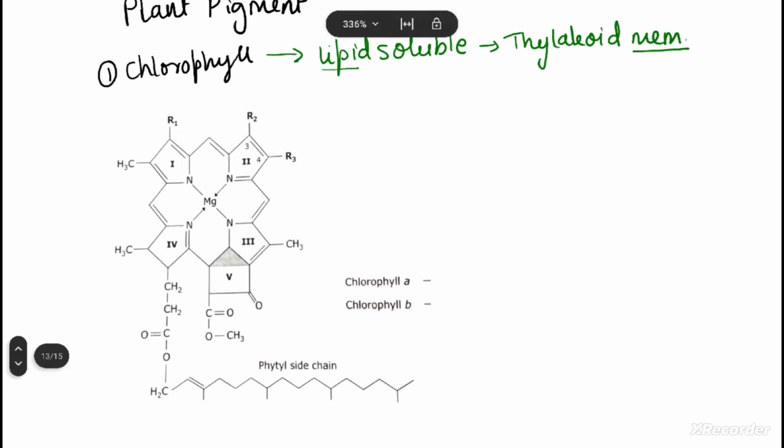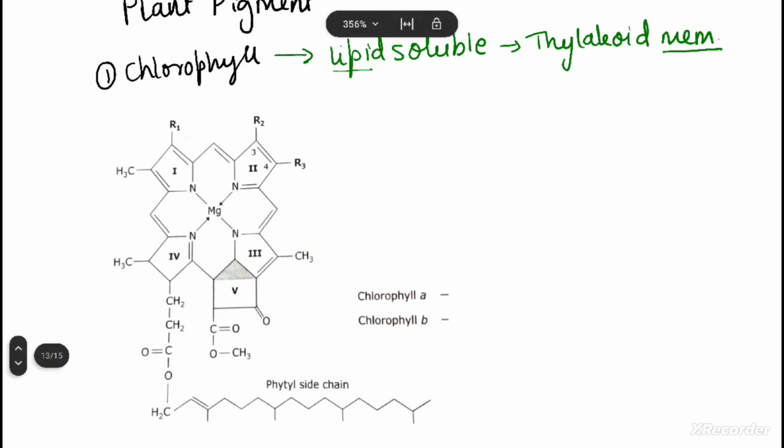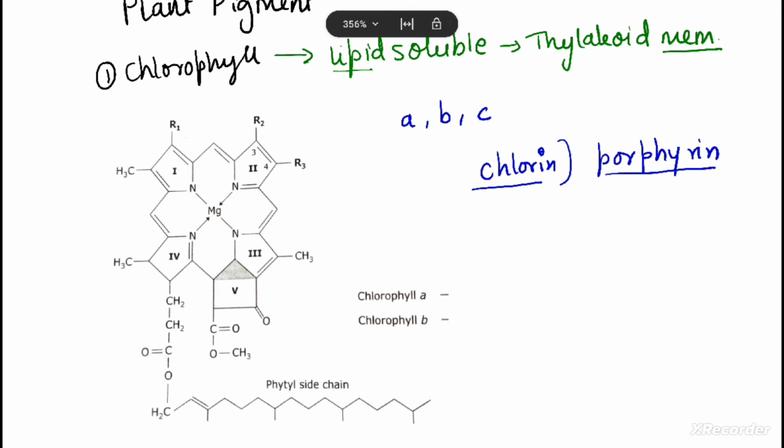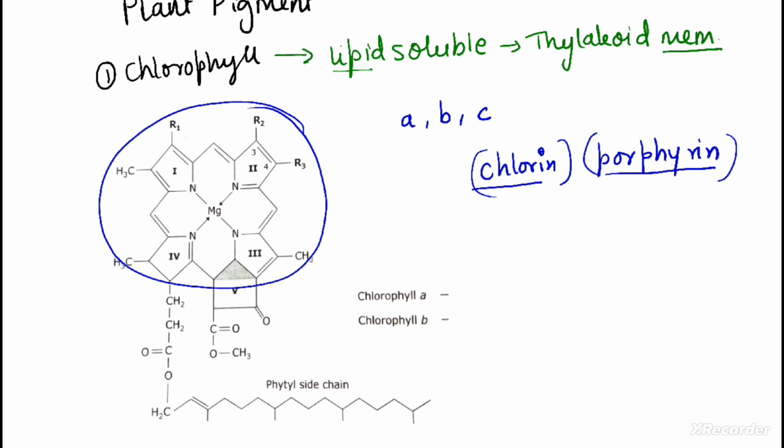Now this is the image of the chlorophyll molecule, and there can be different types of chlorophyll, like chlorophyll A, chlorophyll B, or chlorophyll C. Now remember that chlorophyll can either have something called chlorine, or something called porphyrin. What is this chlorine and porphyrin? I'm referring to the ring structure. So this is the ring that I'm referring to.